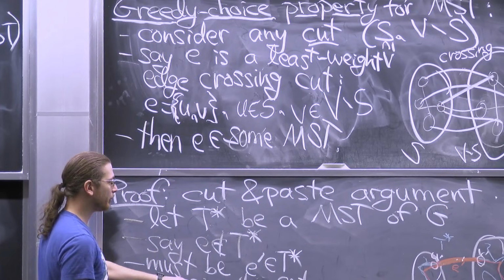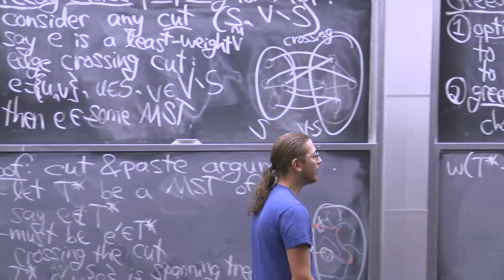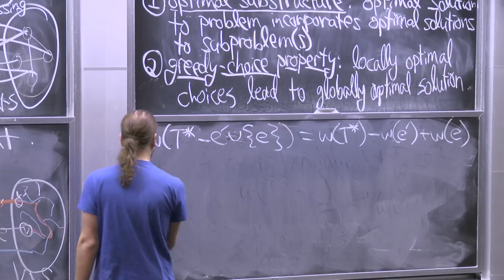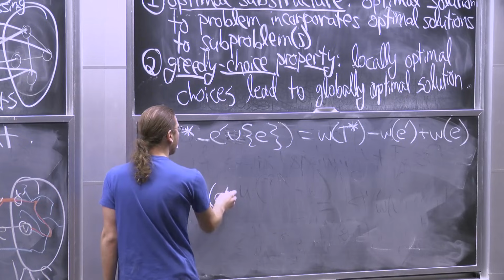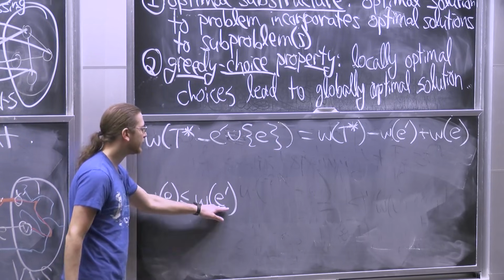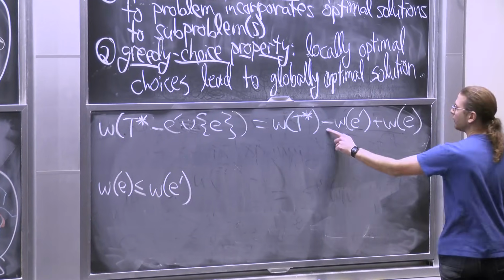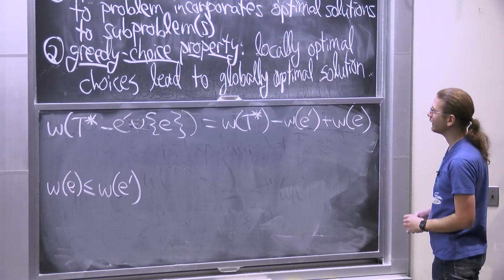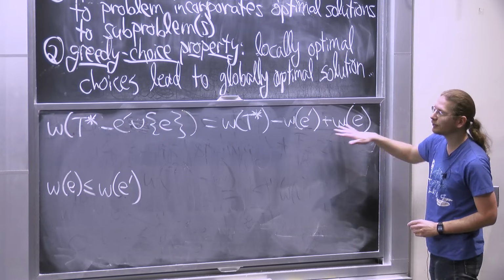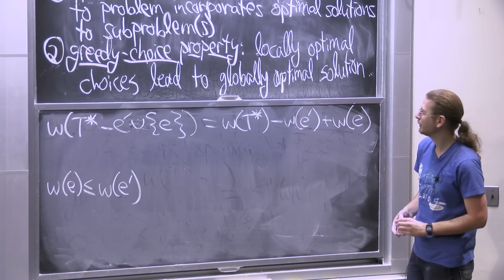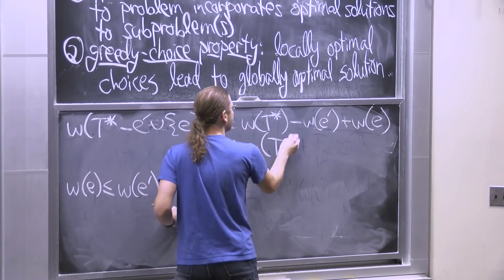So E prime crosses the cut. So does E. But E is the smallest possible weight you can have crossing the cut. That means that the weight of E is less than or equal to the weight of E prime, because E prime is a particular edge crossing the cut. E was the smallest weight of them. So that tells us something about this. Signs are so difficult. I think that means that this is negative or 0. Right? So this should be less than or equal to W of T star.